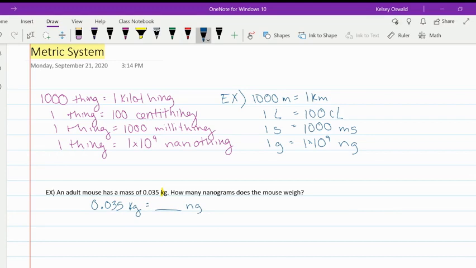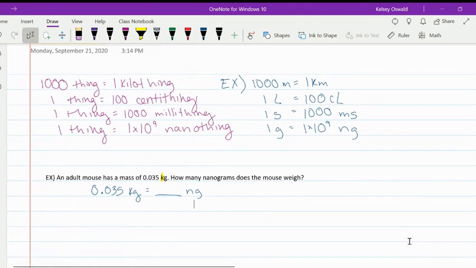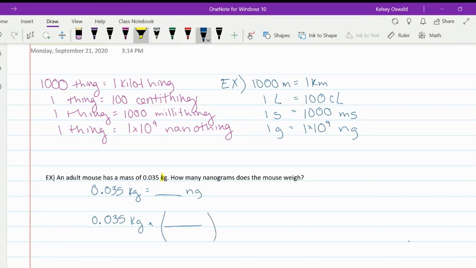So we are going to start this the same way we would with our dimensional analysis that we looked at earlier this week. We're going to start with what we're given. We have 0.035 kilograms. We don't want kilograms though, so we need some way of canceling that unit out. Look up at our unit conversions up top. These are the conversions using our different prefixes, and we want to find one with kilo.